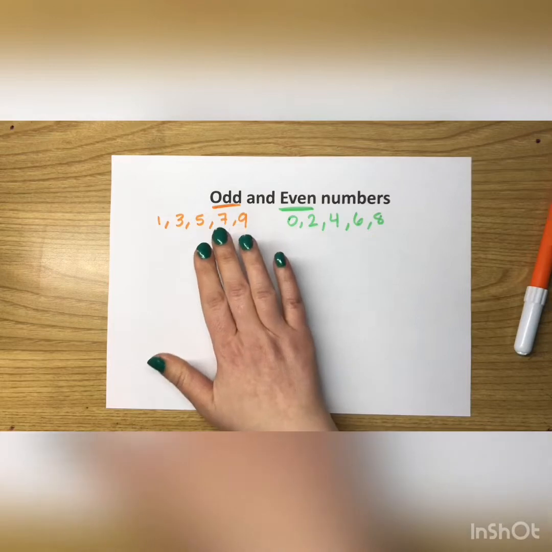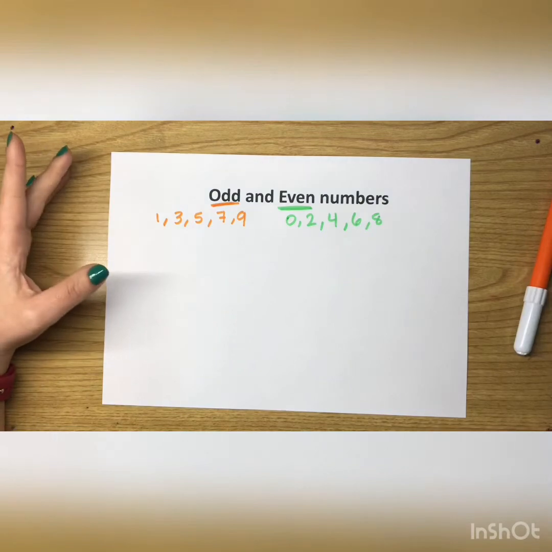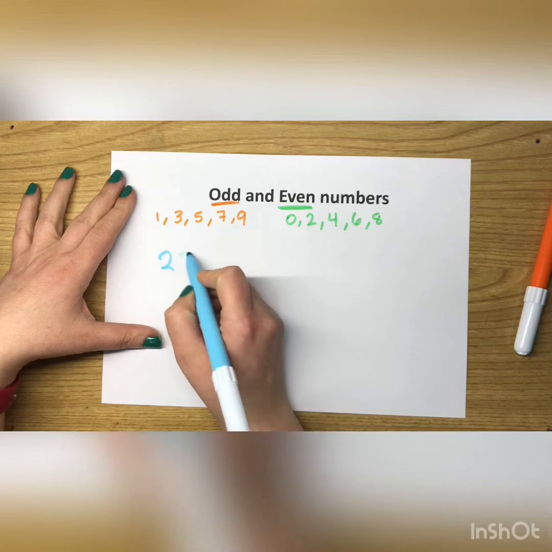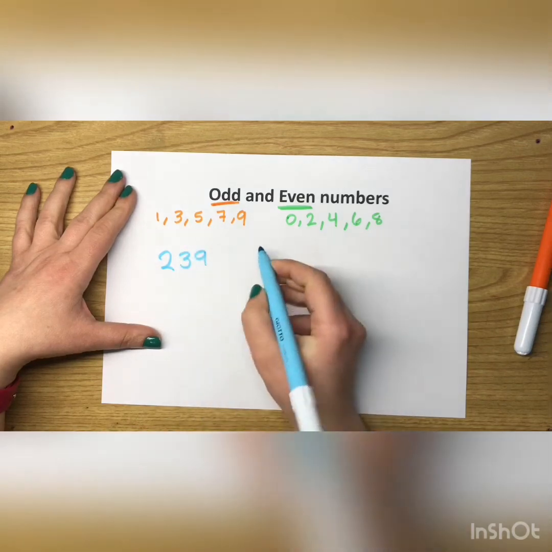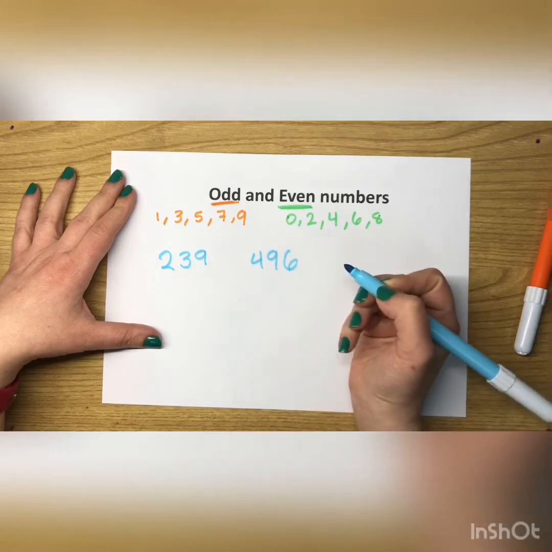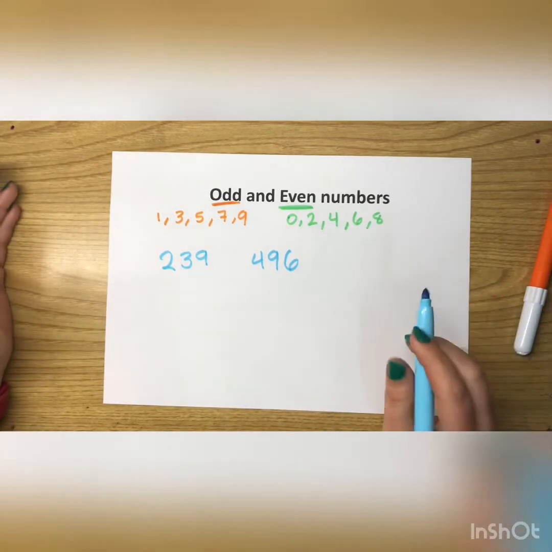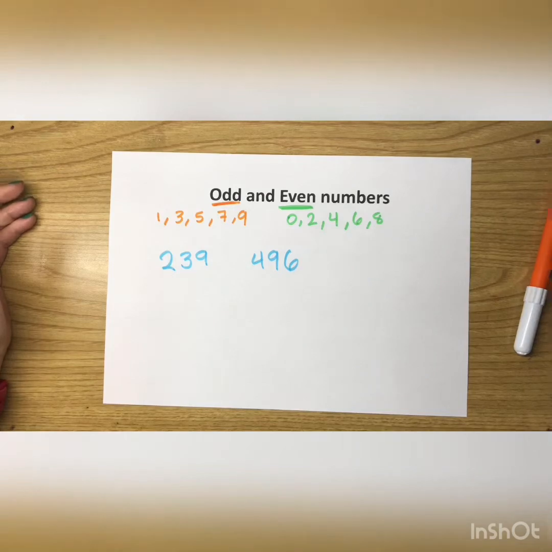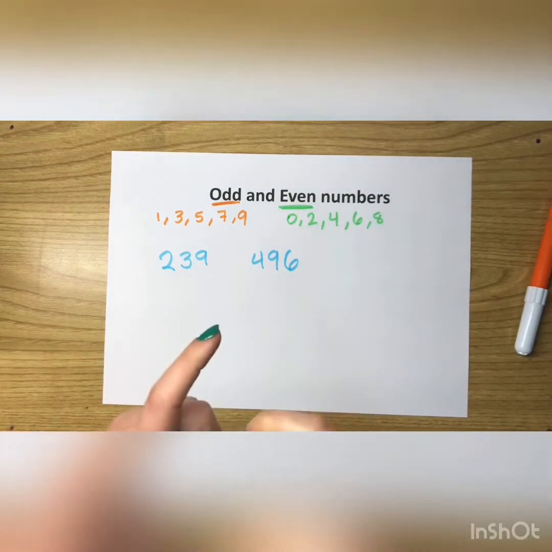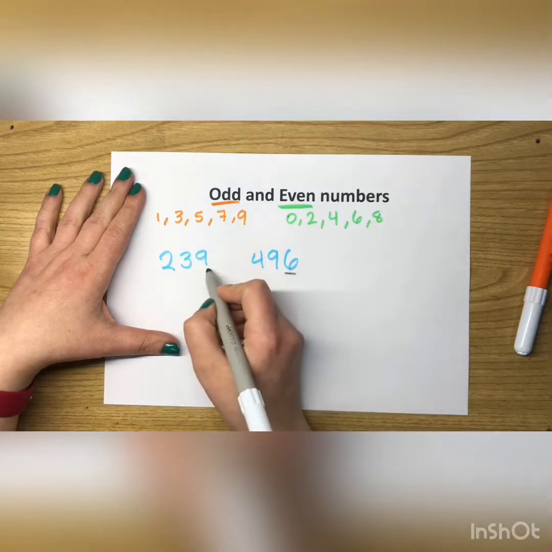Okay. This is the condition of having one single digit number. But what if the number is 239? What about 496? Which one of these numbers is an odd or an even one? When you want to see if a number is odd or even, you always have to look at the ones digit.